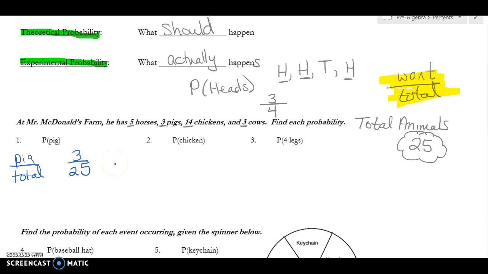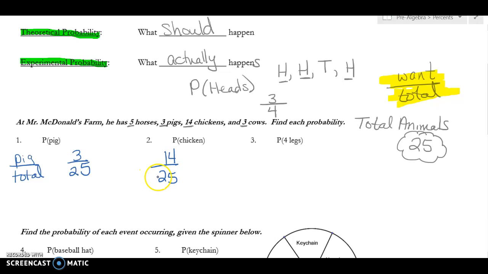All right, for number 2, the probability of getting a chicken. Well, there are 14 chickens out of a total of 25 animals, and that can't be reduced because there's not a number that goes into 14 and 25, so we're done with that one.